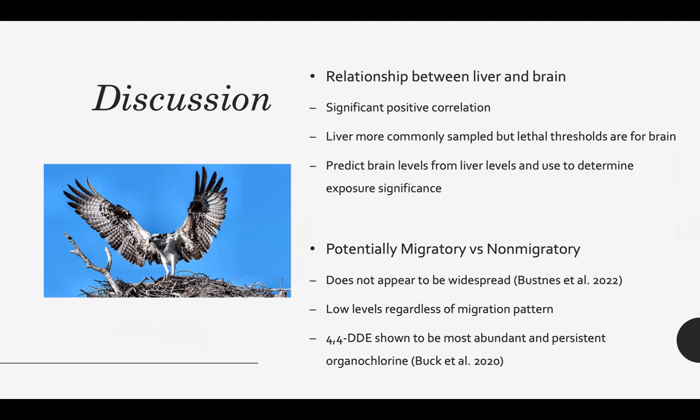As for potentially migratory versus non-migratory, organochlorine exposure does not appear to be a widespread issue that raptor species face, as tissues were selected at random and non-specific to cause of death or symptoms. And no statistically significant patterns were identified. Relatively low levels were detected regardless of migration patterns. And although steadily declining, 4,4-DDE is shown to be the most abundant and persistent organochlorine, which is likely the reason why it was the most consistently detected throughout the tissue samples.